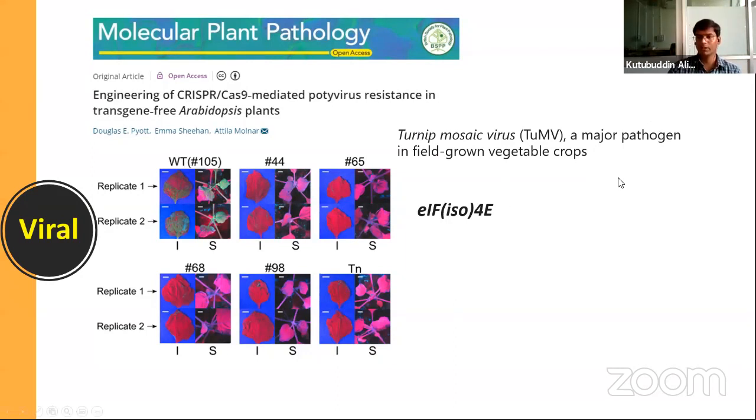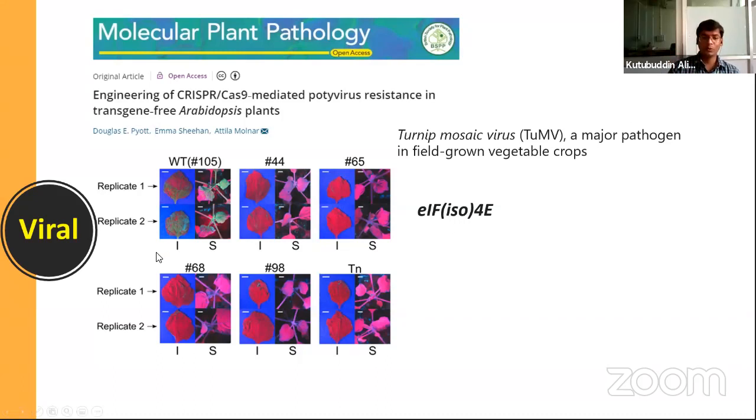Okay. Now this is another interesting story, against turnip mosaic virus, a major pathogen in all the field-grown vegetable crops. So many viruses use host machinery to replicate themselves, to produce their own protein. This is a classical example: some viruses use the host's eukaryotic initiation factor 4E. This is a protein that helps in translating mRNA to protein. So this helps to produce protein. This protein is used by the virus to translate viral protein.